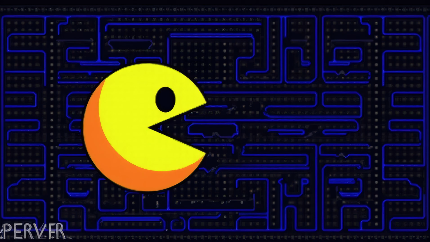Her primary strategy isn't direct chase, but rather trying to position herself in front of Pac-Man, cutting off his escape routes and attempting to corner him.